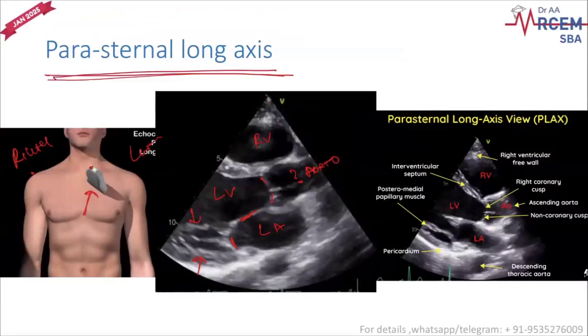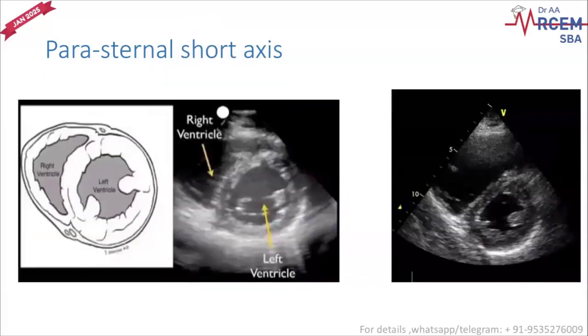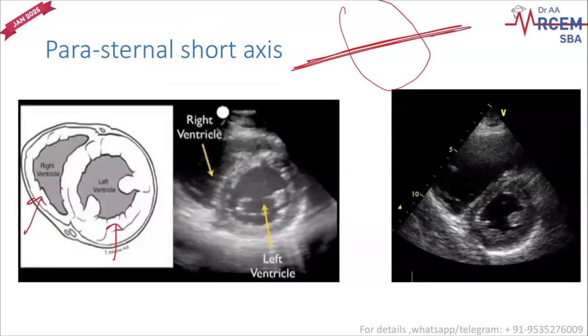If you have a long axis view, there should be a short axis view also. In the short axis view, you keep the probe in the same position, that is, in the second intercostal space, left side, just adjacent to the sternum. And the pointer is now facing towards the left side, not towards the right side. Then you will be visualizing the heart in cross section, as if you have cross sectioned it and are viewing from above. You will be seeing two ventricles, one the right ventricle and the other the left ventricle.